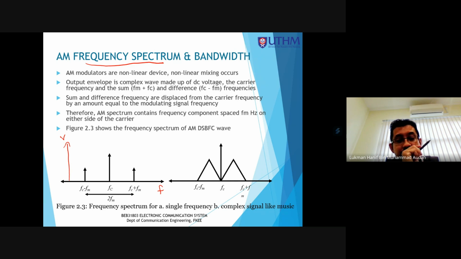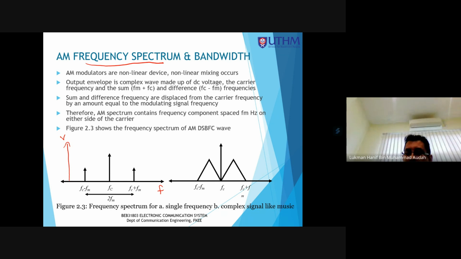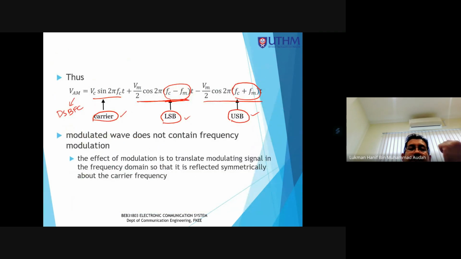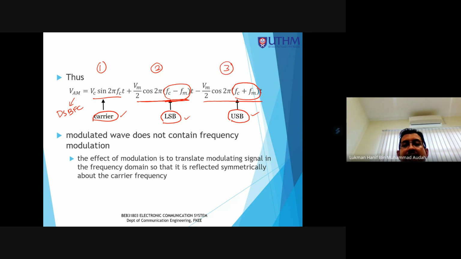So how can we draw the frequency spectrum? In order to draw the frequency spectrum, first you have to know the equation. You have to know the equation first, then you can draw the frequency spectrum. We already learned the equation. The equation is this one. From the equation, you are going to see that we have three components. The first component is the carrier. The second component is the lower sideband, and the third component is the upper sideband.